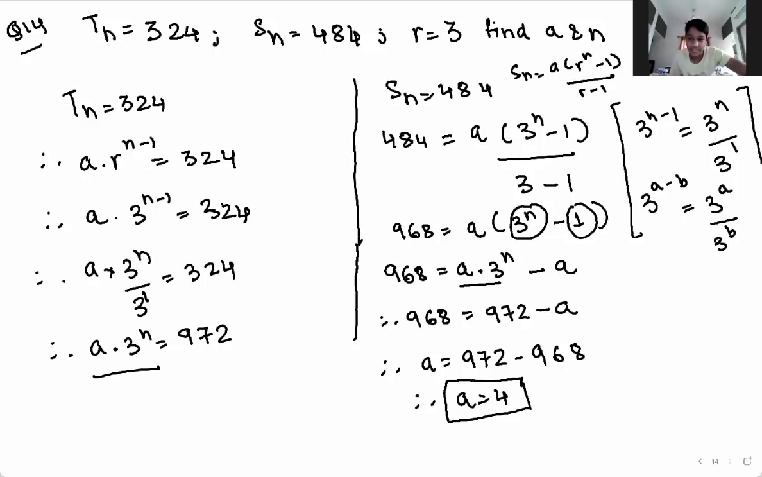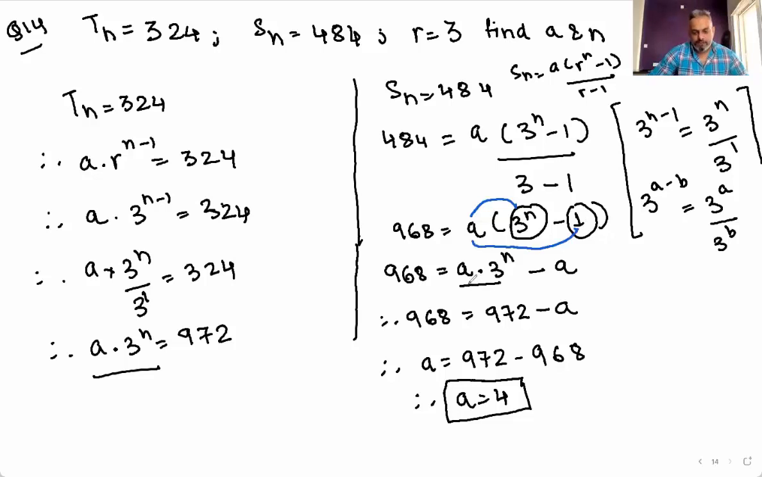Still, once more from my side: here there are 3 raised to n and a, so we multiply a into 3 raised to n and we multiply a into 1. That's why we get a into 3 raised to n minus a. Now this we have already found out over here, which is 972. So we substitute 972 over here and we get the answer. So a is found.